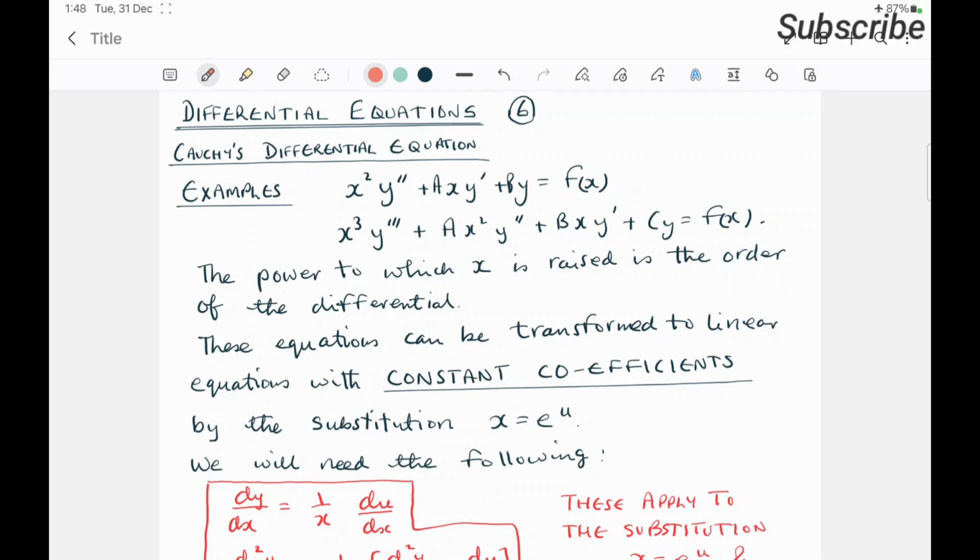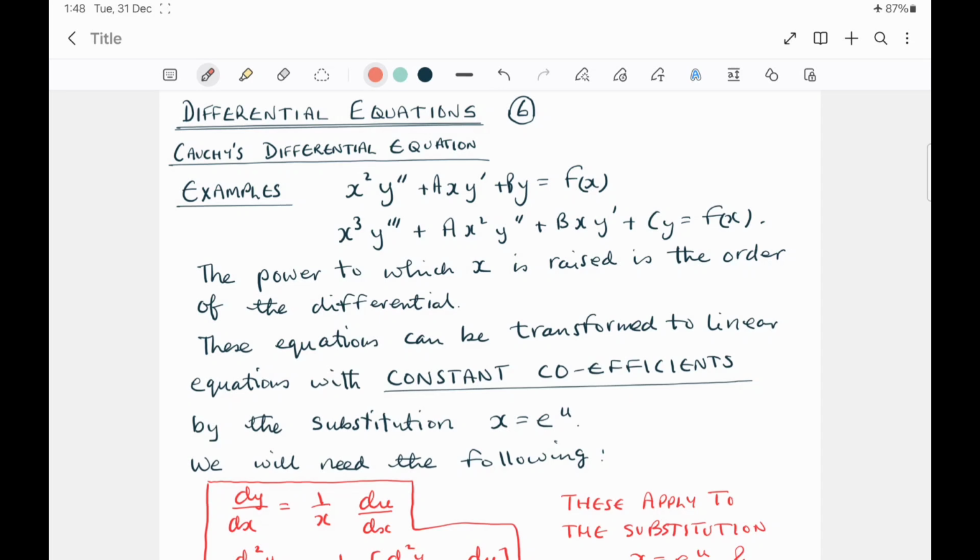Right, I now come to the sixth episode on differential equations, and I've labeled this particular little section Cauchy's differential equation, because I believe the solution of this was originally attributed to Professor Cauchy. So here's an example or two.